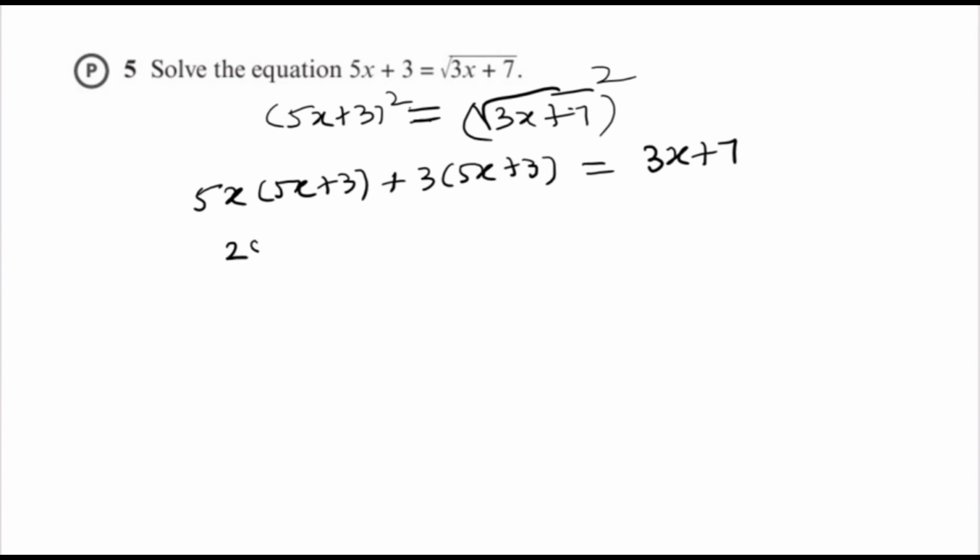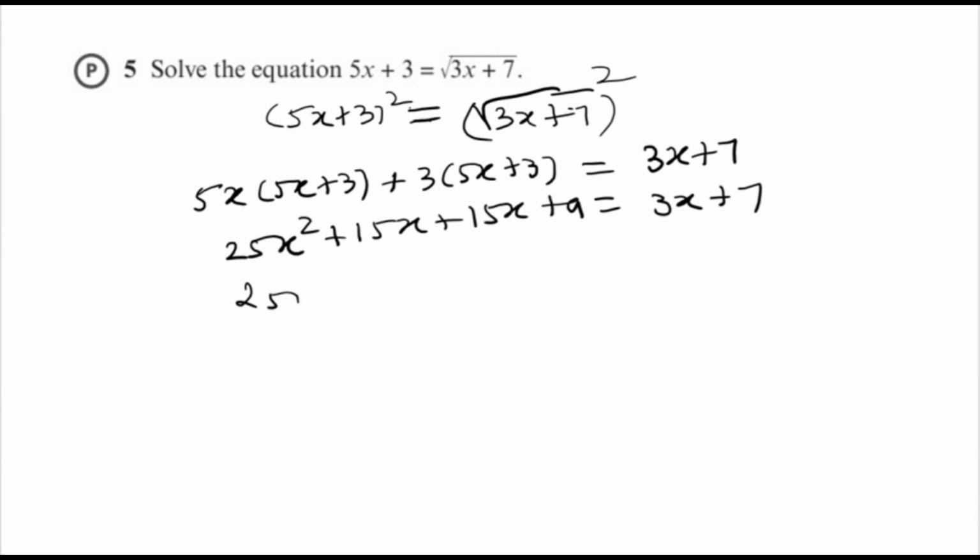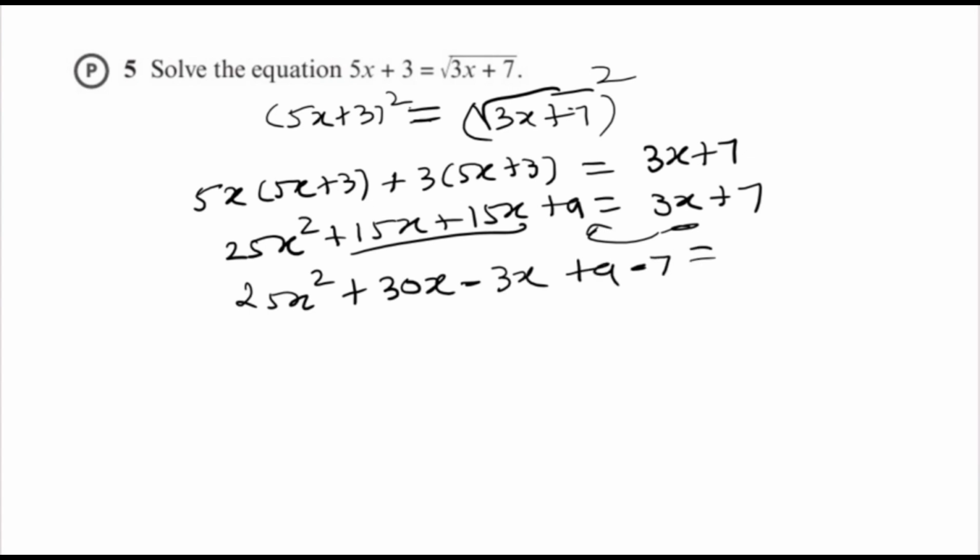Open bracket. So that will give 25x squared plus 15x plus 9 equal to 3x plus 7. We can further simplify 25x squared, 15x plus 15x will give me 30x. Now I am moving this 3x this side, so this will give me minus 3x, plus 9 minus 7 equal to 0 because I moved 7 as well this side. When you move to the other side, always the sign will be changed. So 25x squared plus 27x plus 2 equal to 0.